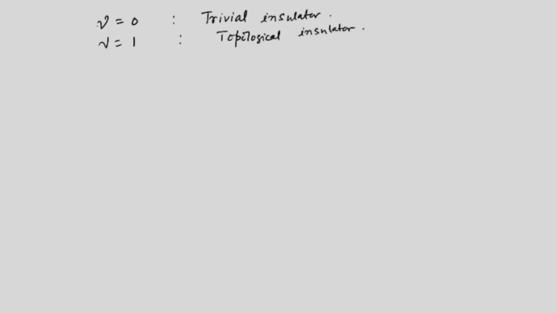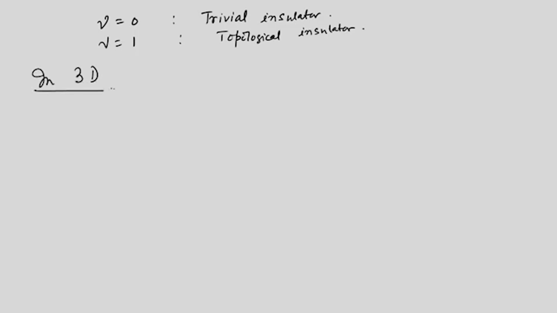So, this is the story in 2D. We have a Z2 invariant equal to 1, which we knew is called a topological insulator, and the Z2 invariant being 0 is a trivial insulator. Now, we are casting it in the form of this nu, but the meaning remains the same. Now, what happens in 3D is the question.